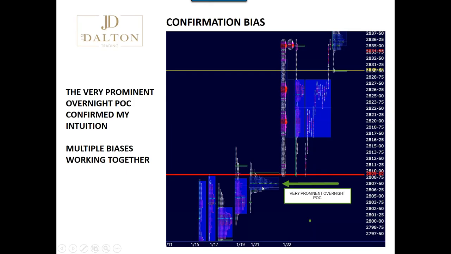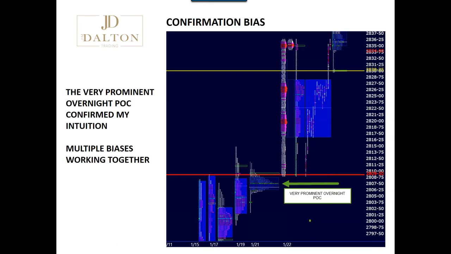A confirmation bias is when you look for something that supports your view. I had written about this; you can go back and see it there. I saw this very prominent overnight point of control, and if the market got back there, I was thinking maybe I'd get long if it didn't carry through. That piece of information was valid, and the odds are very high that it gets revisited. The odds aren't 100%. But I took one piece of information and let it confirm the overvalued bias that I already had.